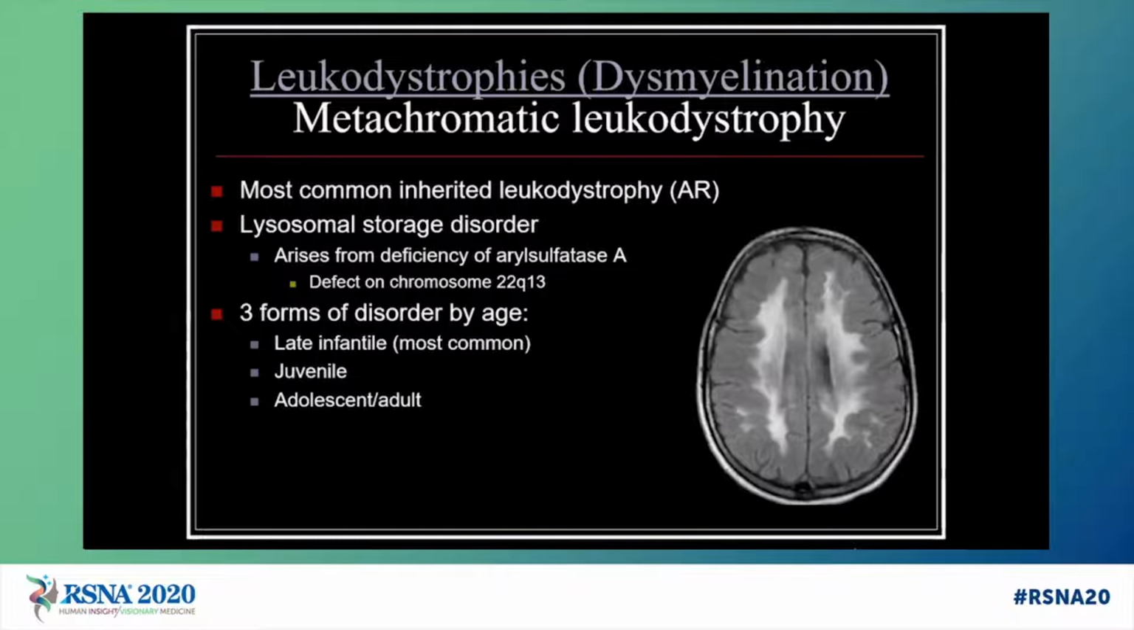So metachromatic leukodystrophy is the most common inherited leukodystrophy. This is a lysosomal storage disorder which results from a deficiency in aryl sulfatase A. So you get an accumulation of toxic metabolites as a result of that enzymatic deficiency. There are 3 forms of the disorder, with late infantile being the most common.